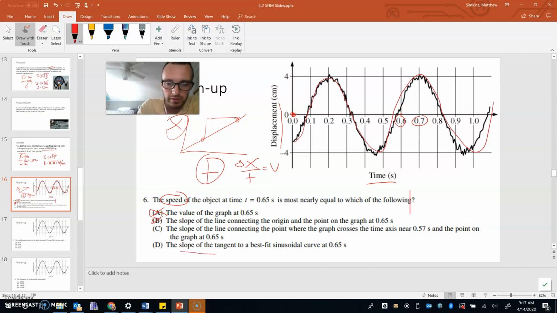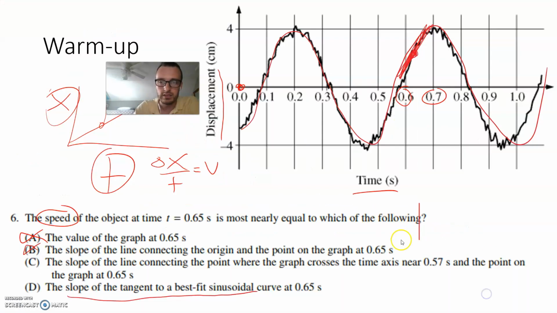And what does this mean, the slope of the tangent to a best fit sinusoidal curve? Well, the tangent is that straight line along the edge, right? So while C is a pretty good answer, D is the best answer because it's going to give you the most precise slope at that instant in question, and the slope at the instant in question is going to tell you about your speed. That's why number 6 has to be D. Let's take a look at the next one.